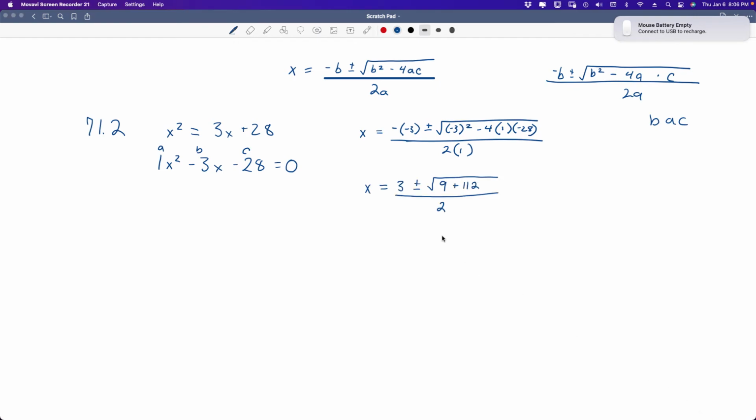All right, here's what I got for the next step. Negative times negative is a positive. Negative 3 times negative 3 is 9. And then I got negative times a positive times a negative, so it's a positive 112. 2 times 1 is 2. All right, pause, do the next step, and let's check it. All right, you should have gotten 3 plus or minus 121 over 2. Okay, now you're going to simplify this square root. So pause it and then check it.